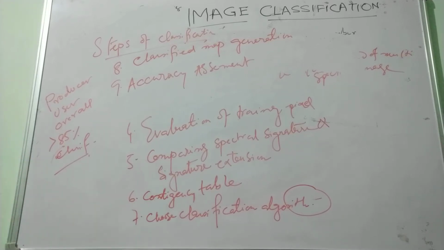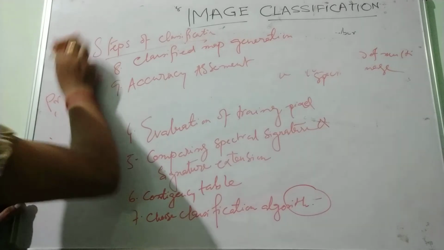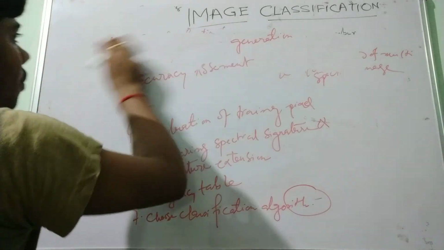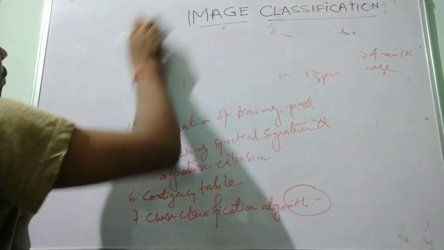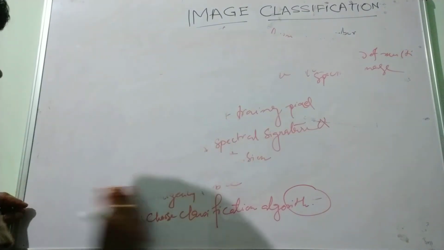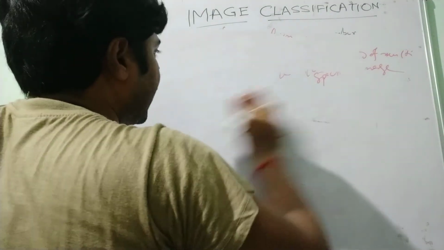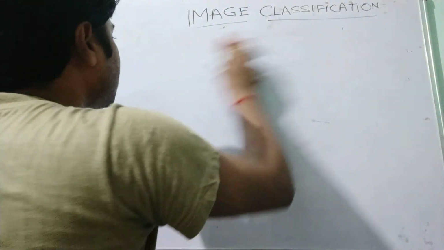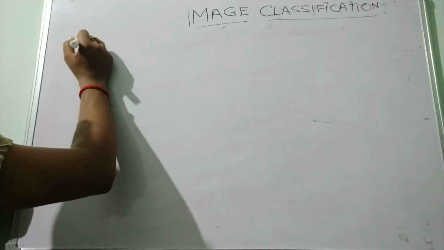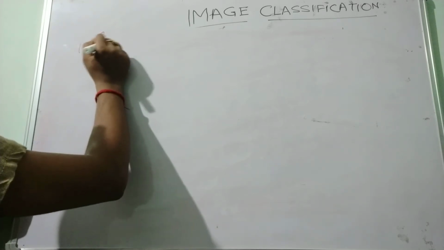So basically, there are two most important classification processes used in the last 2-3 decades to classify the image and to prepare land use land cover maps. I am just outlining these two classification processes, and after that we will discuss them in the next classes. However, the first one is supervised classification.